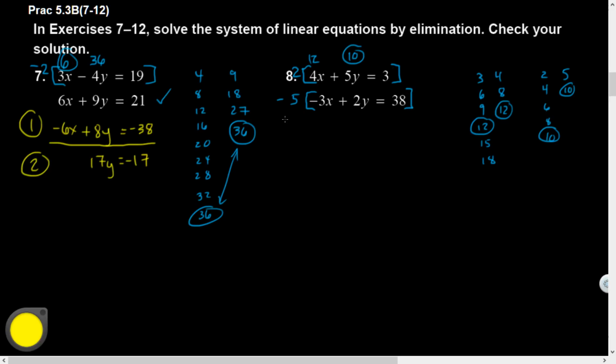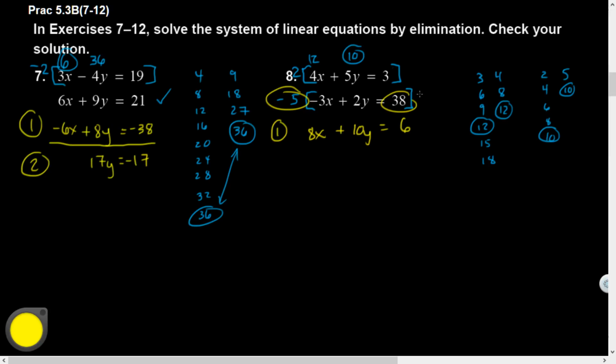Tricky, tricky, tricky. All right, so step 1. Let's deal with the top equation first. 2 times 4x is 8x. 2 times 5y is 10y. 2 times 3 is 6.